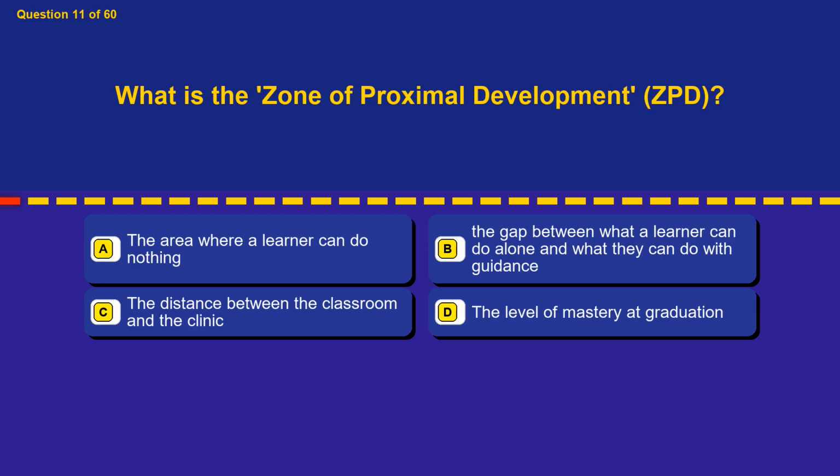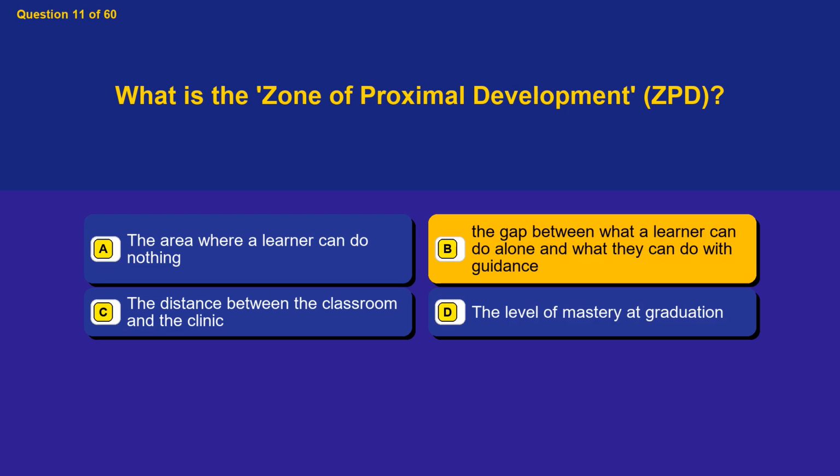Question 11. What is the zone of proximal development (ZPD)? Option A, the area where a learner can do nothing. Option B, the gap between what a learner can do alone and what they can do with guidance. Option C, the distance between the classroom and the clinic. Option D, the level of mastery at graduation.